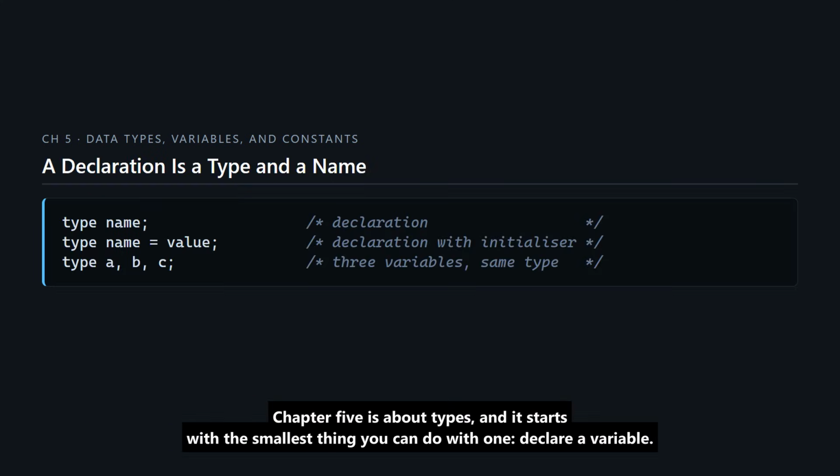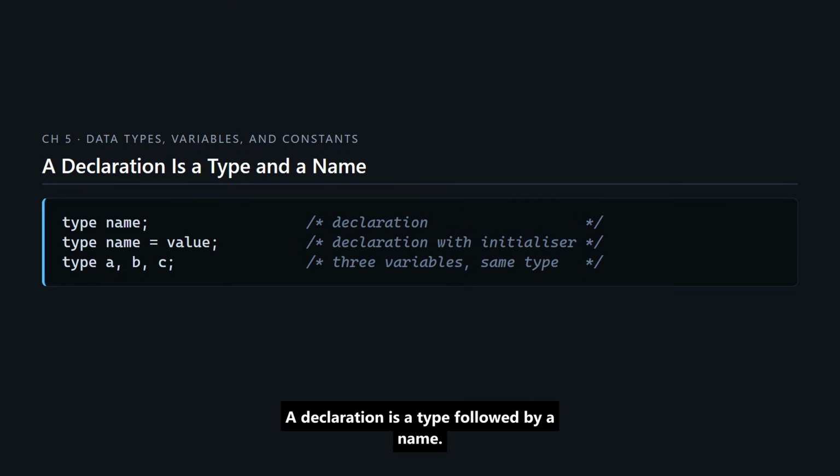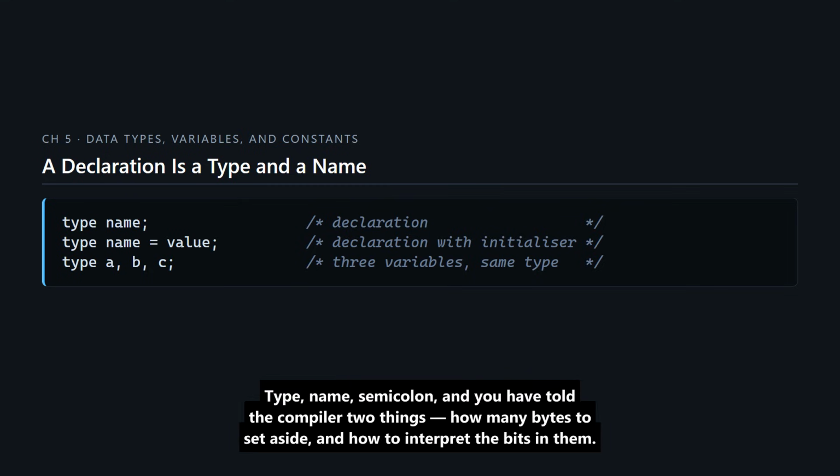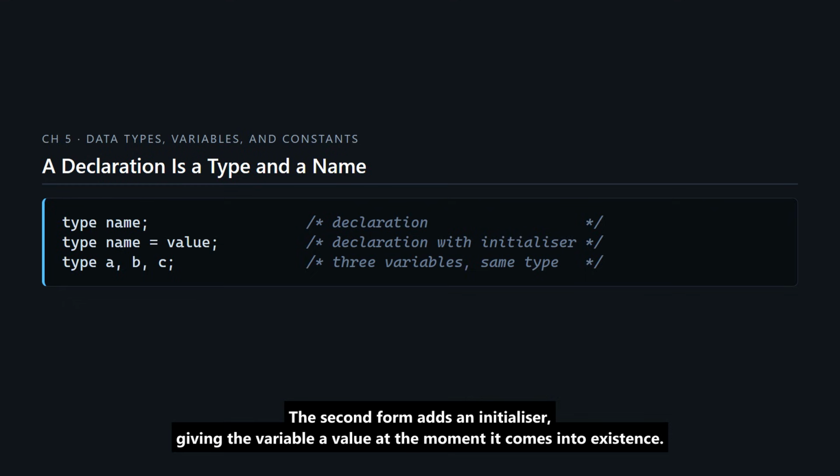Chapter 5 is about types, and it starts with the smallest thing you can do with one: declare a variable. A declaration is a type followed by a name. That is it. Type, name, semicolon, and you have told the compiler two things: how many bytes to set aside and how to interpret the bits in them. The second form adds an initializer, giving the variable a value at the moment it comes into existence. And the third form declares several variables of the same type in one statement, separated by commas.